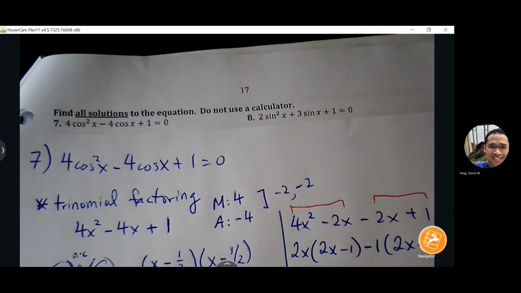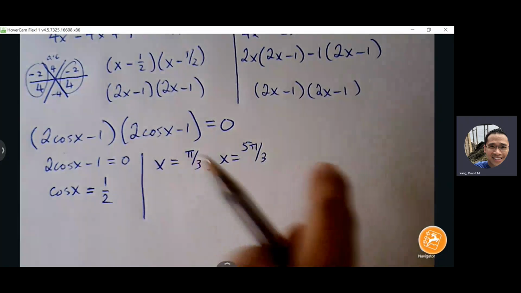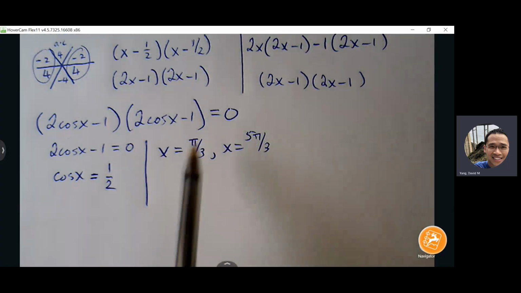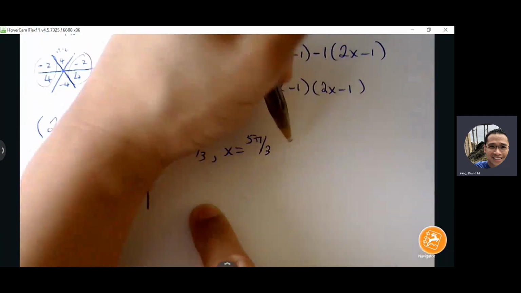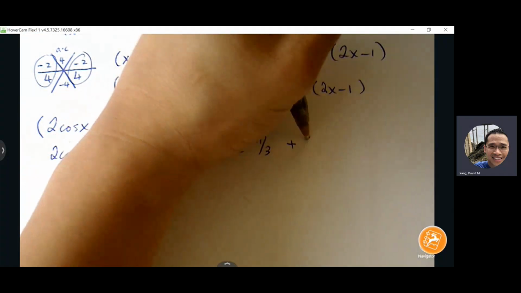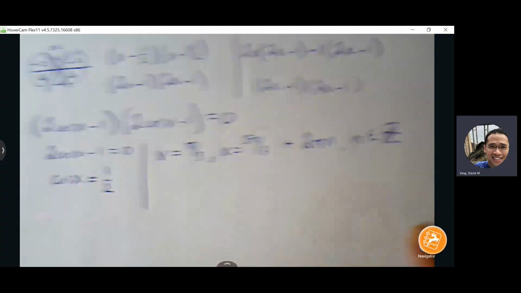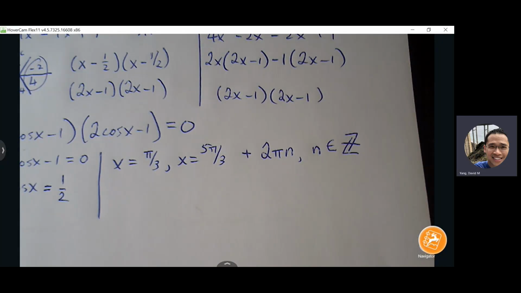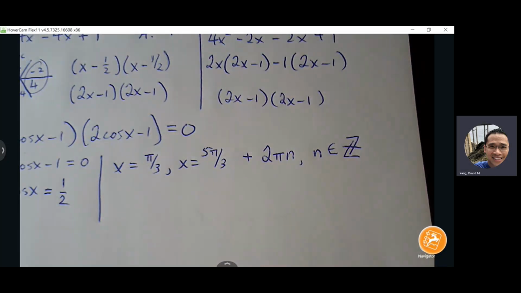Find all solutions. So all solutions means we have to include all the possible coterminal angles. That means I can add infinitely many times 2 pi or subtract 2 pi, and I can keep reaching my infinite solutions. So the way that we can say this is we can say plus 2 pi n, where n is an integer. And that basically accounts for all the possible solutions. Because if I keep adding 2 pi or subtracting 2 pi, I'll be able to get to a coterminal angle that will work for this equation.